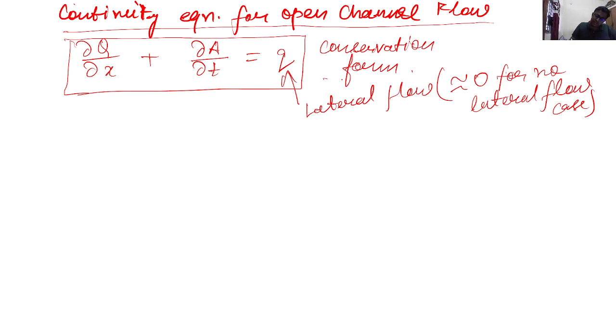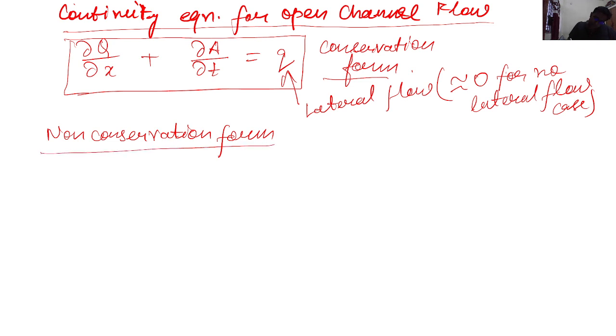So this was a conservation form. Let us move to the non-conservation form of the continuity equation for open channel. So non-conservation form would mean that we are finding the same continuity equation along a unit width element.